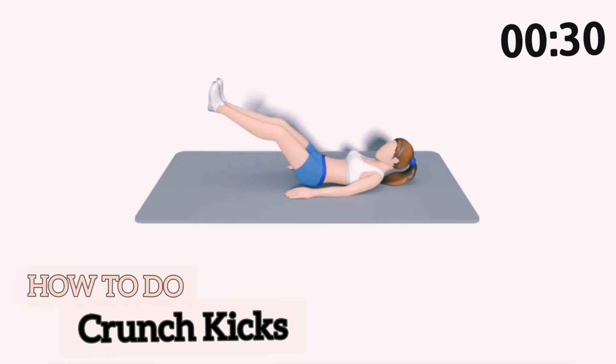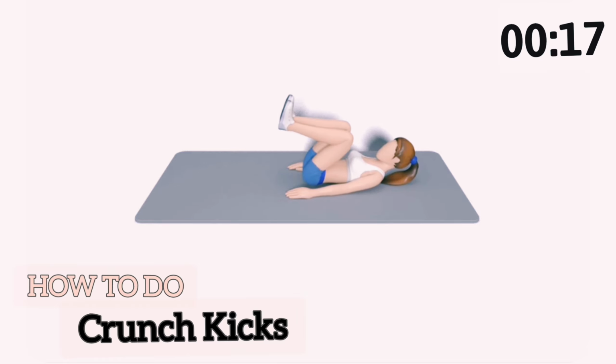Crunch kicks, 30-second duration. Lie on your back with your arms at your sides and shoulders slightly lifted. Raise your legs off the floor, bend your knees, and pull them toward your chest. Kick your feet forward and repeat it.